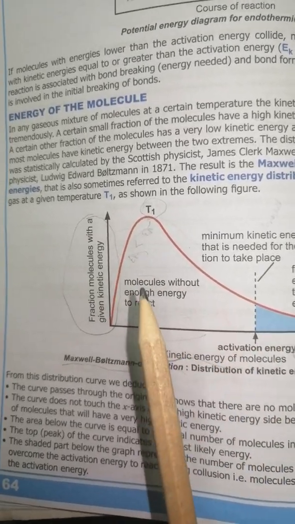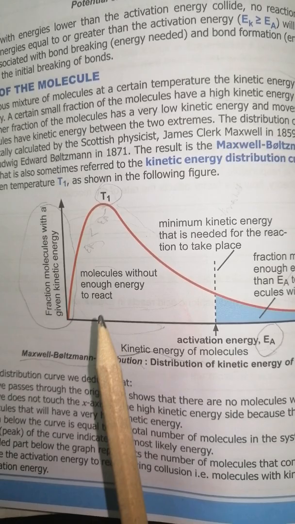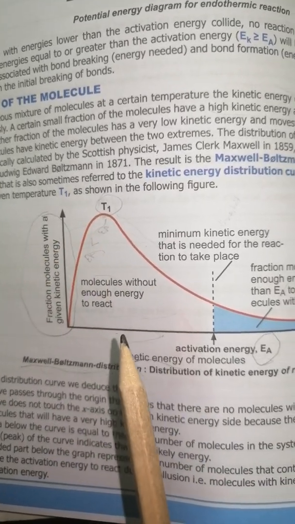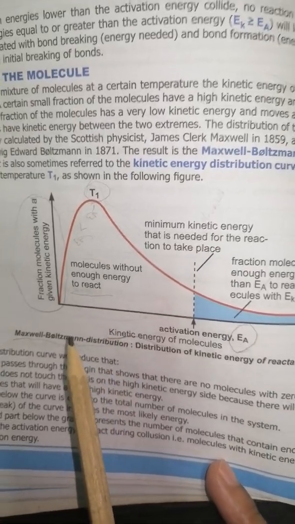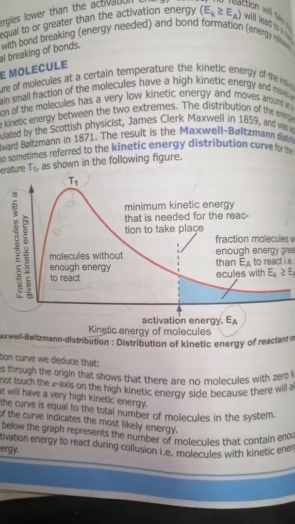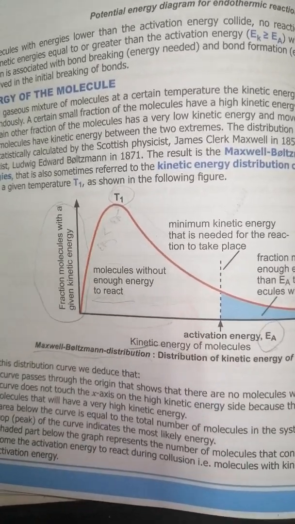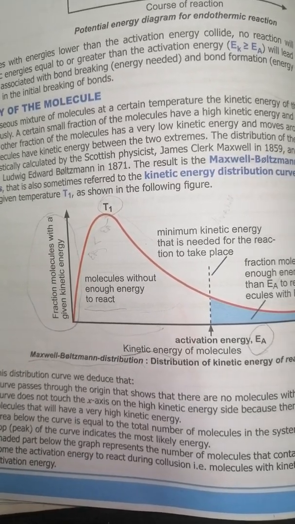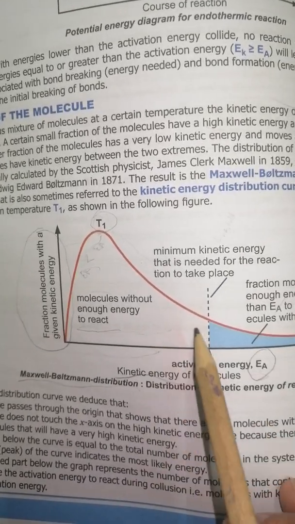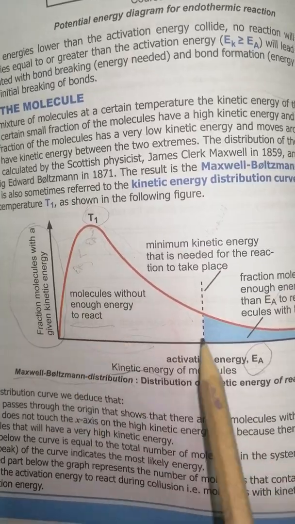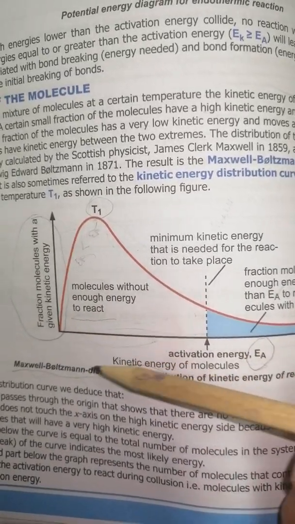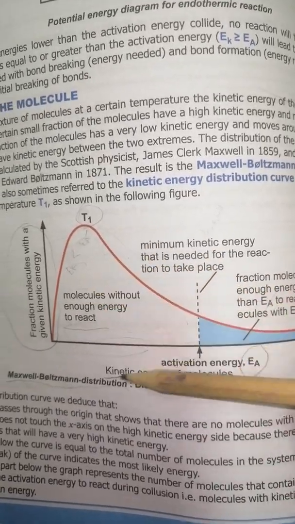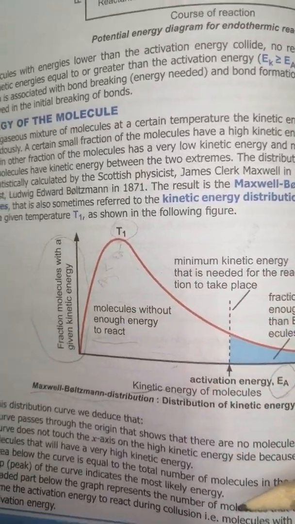This part of the graph corresponds to the number of molecules that don't have enough energy to react. If they don't have enough kinetic energy, they are not going to collide, so they will not be able to take part in the reaction. So all of the molecules in the white part, on the lower end of the graph, the lower values, are the molecules that don't have enough kinetic energy.